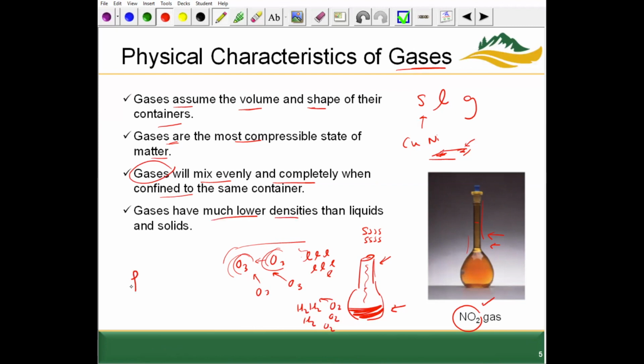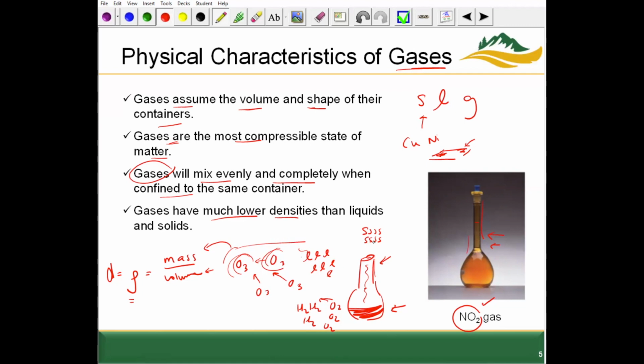We remember that density is represented by rho or lowercase d. Density is a mass over a volume. If we take the same volume, for example, and we put some gas particles into that volume and we measure the mass, there's not going to be as many gas particles within one space of volume compared to a solid or a liquid of that same volume.